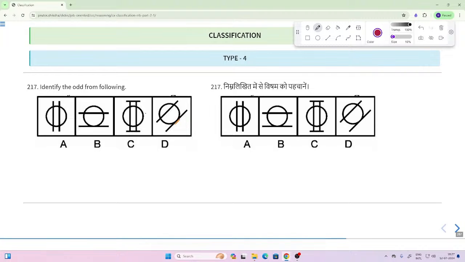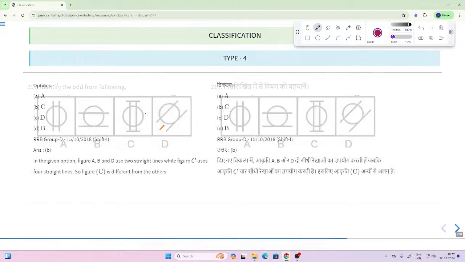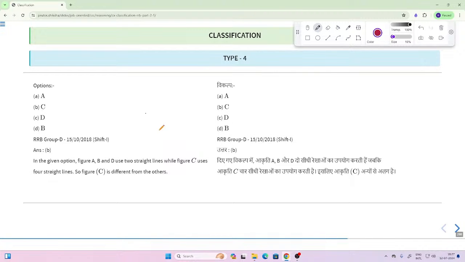C, D. So actually, if you see, A, B, and D all consist of one circle and two straight lines touching it. While in C we have a circle and two lines, but we also have two lines passing through the circle. So here we have four lines in total, while all others have two straight lines in total. So option C is the odd one out. Four straight lines instead of two.